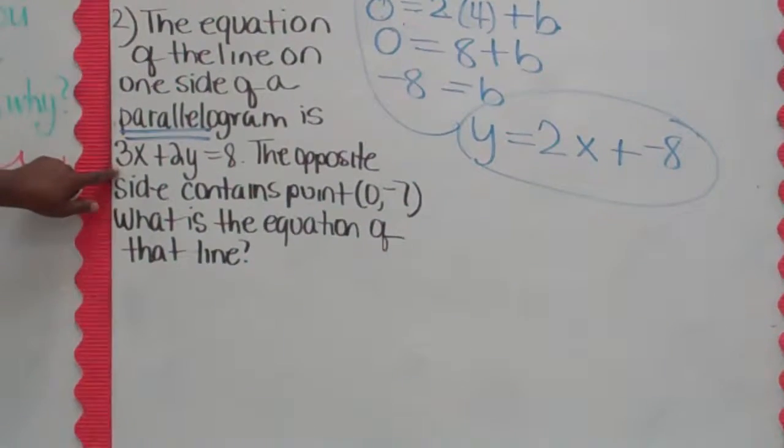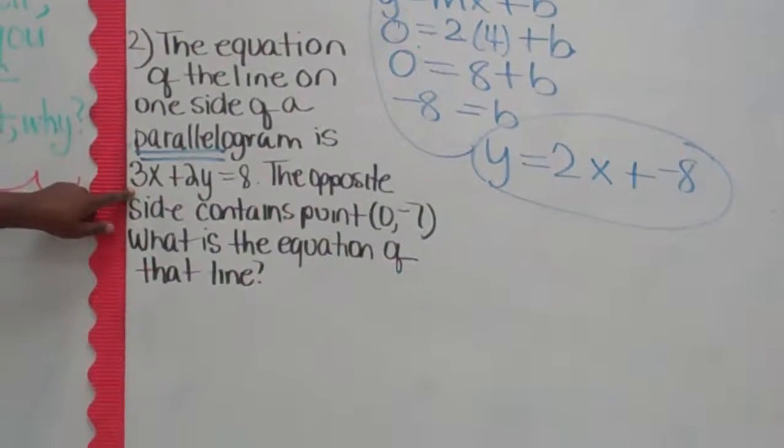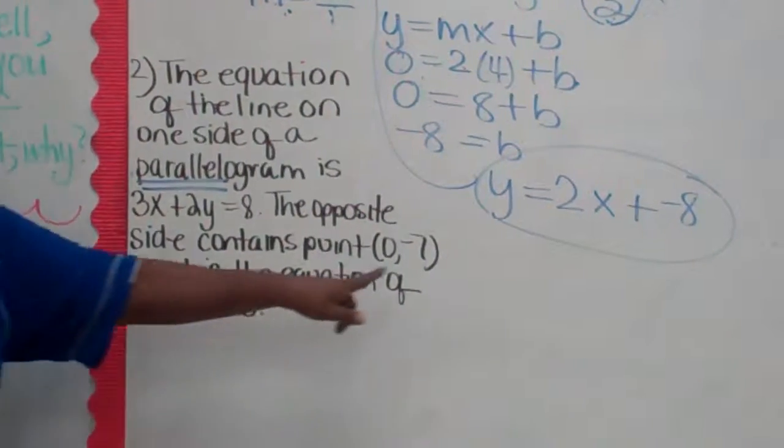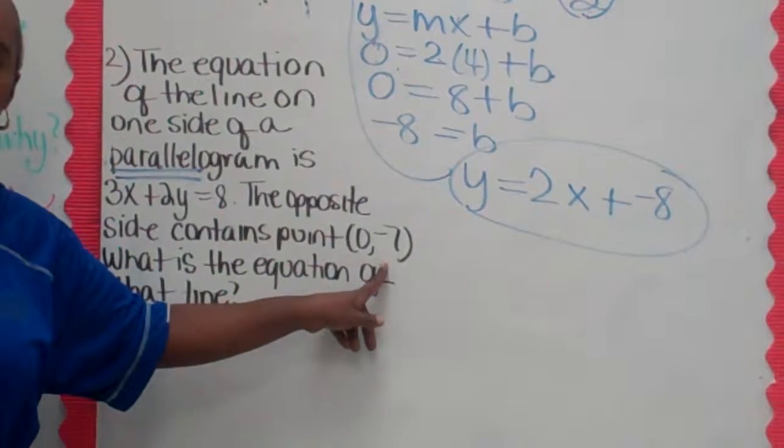So once again, we're going to take this equation, solve for y, get its slope. Use its slope to get the slope of the new line. Now we have a slope and a point. Plug it in to get the equation.